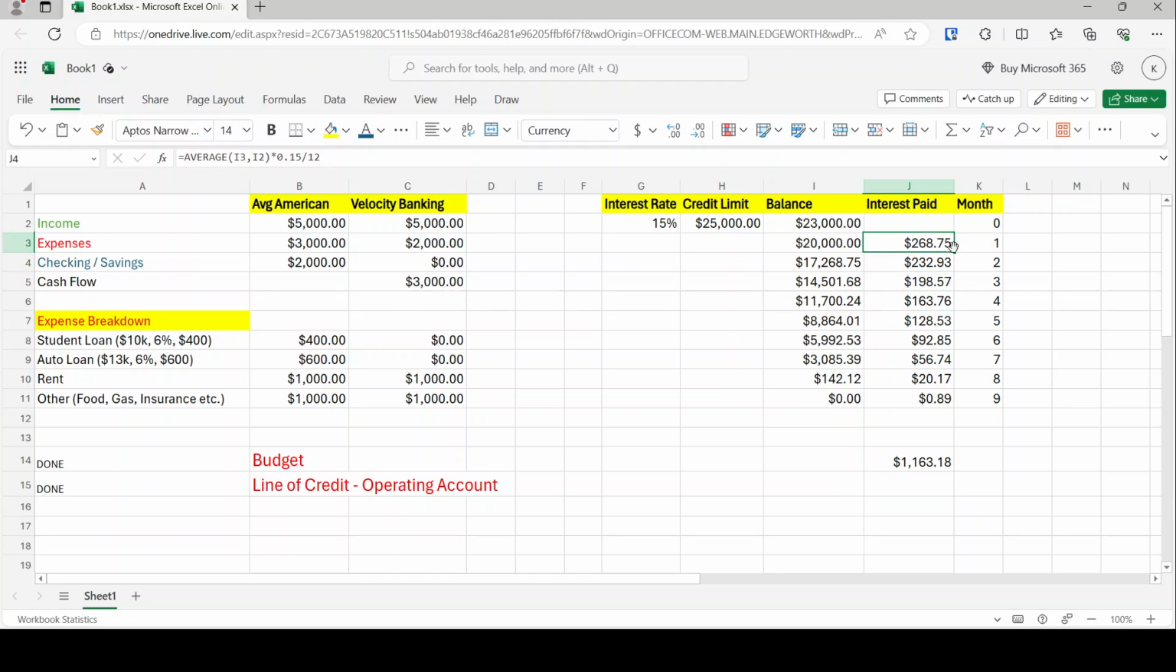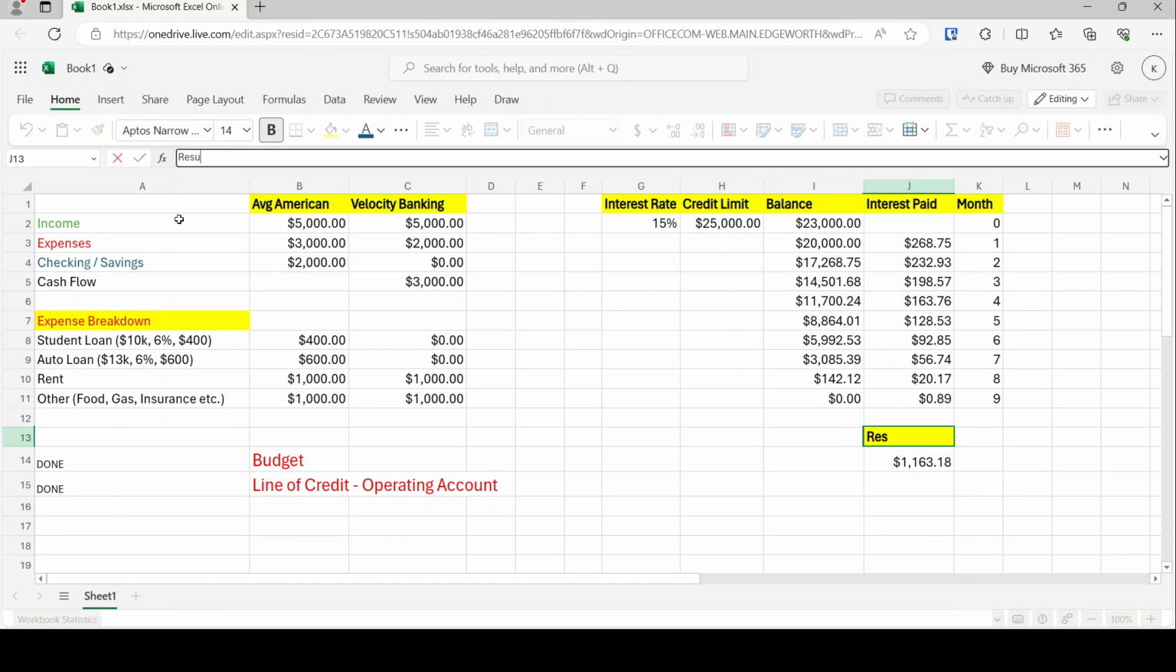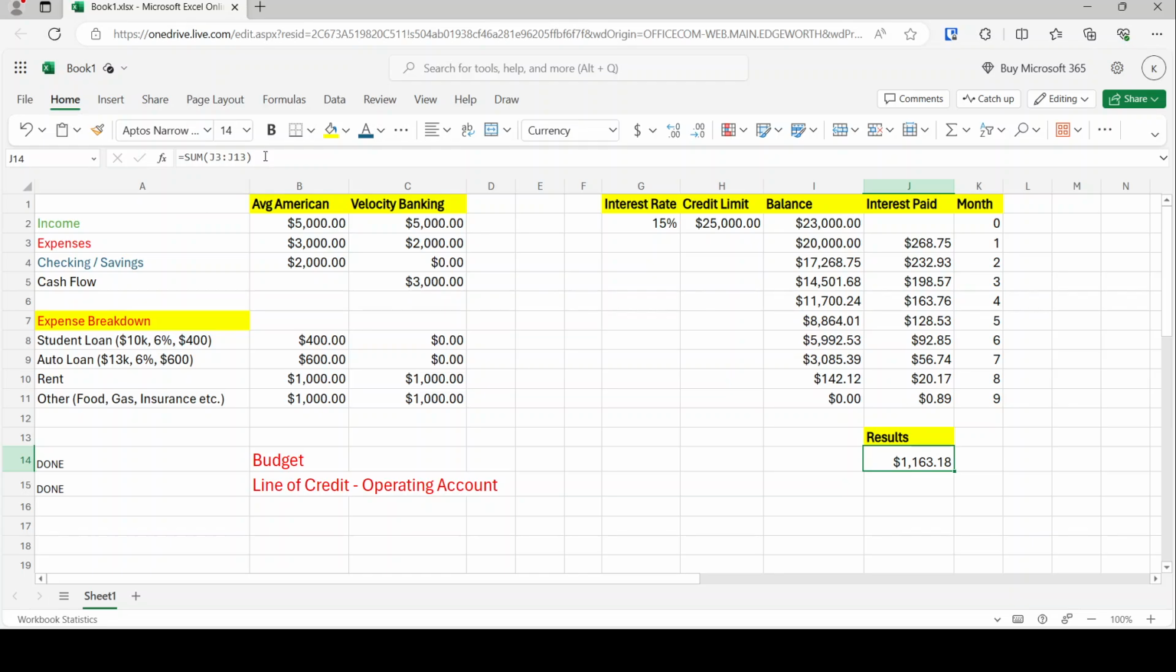So these are our results. So results, and let me just do this. This will be the amount that we paid, and then we do 9 months, and then we're good to go, right? Look how easy that was. Budget, line of credit, you just apply these formulas, right? So average daily balance, previous month's balance and interest paid minus your cash flow, and then this goes to 0, and then we're good.